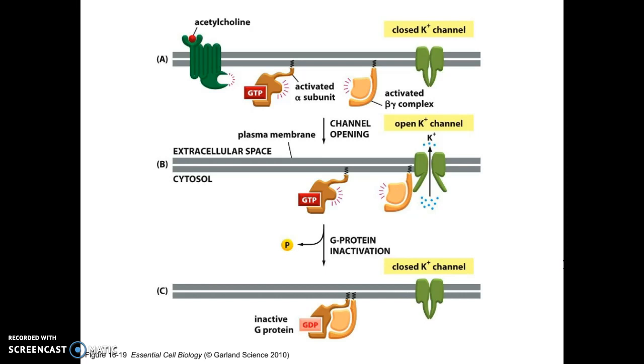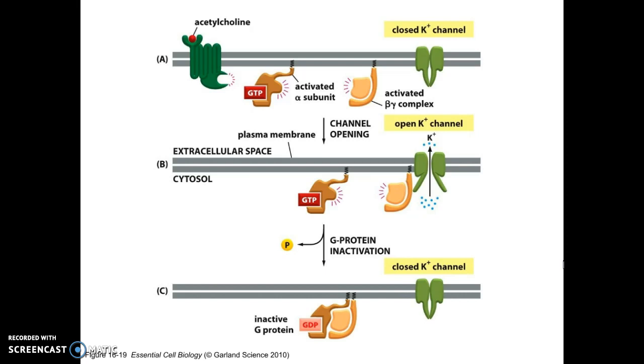It's a metabotropic acetylcholine receptor in the heart, and when acetylcholine binds to the muscarinic receptor, the G alpha subunit exchanges its GDP for GTP, and that releases the beta gamma to go open the potassium channel, and that change in membrane voltage is going to cause the heart to slow down.